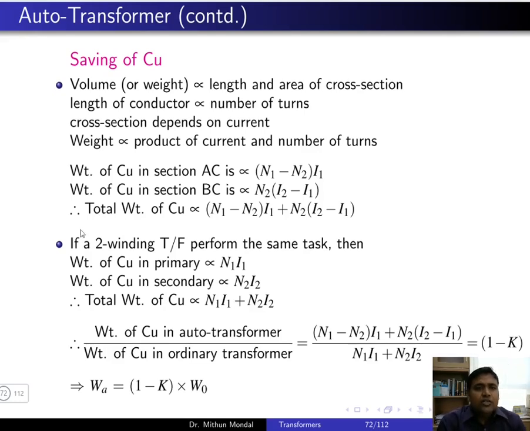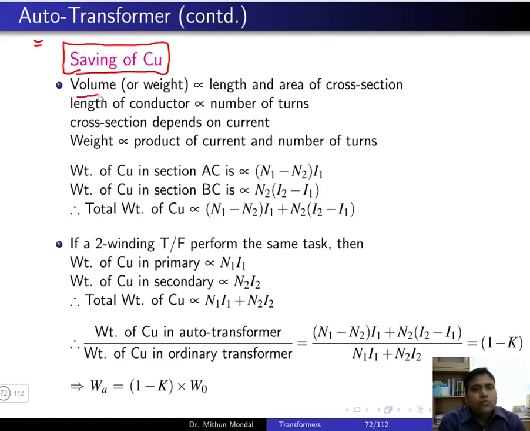Now, as we know, in an auto transformer there is saving of copper. So due to saving of copper, the cost or the price of the auto transformer is less compared to the two winding transformer. So that derivation we are going to do, and how much saving of copper is possible when we take the two winding transformer as the reference. So let us derive that.